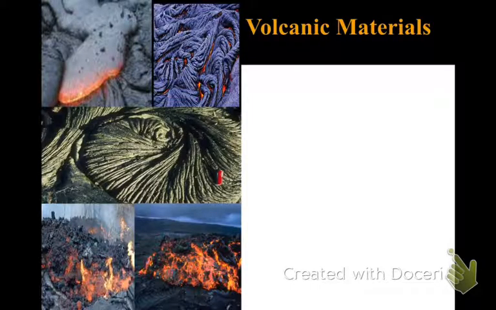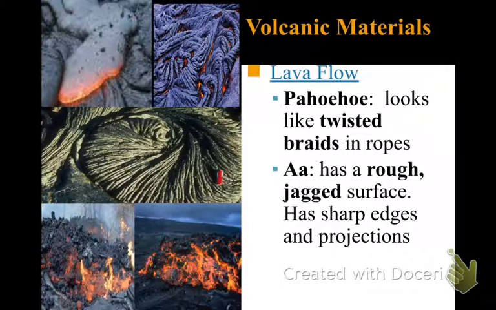So volcanic materials. Now we're going to talk about two types of lava. I actually have two stones of lava that you can pass around and look at. One of them is going to be the Pahoehoe, and that is going to have the twisted braided look, and the more rough jagged one is going to be the AA lava. So go ahead and start passing around those two lava stones, so that way everyone can see it as I talk about this, and then we can put them back after class.